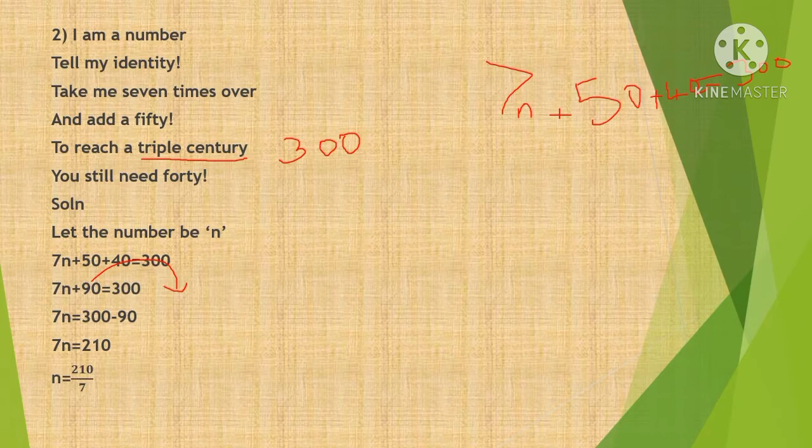210 divided by 7. So divide it or cancel it, you will be getting the answer n is equal to 30. Therefore, the required number is 30. So I am a number. What is that number? It's 30. Understood, children? So this is a small riddle problem. Let's see the next problem.